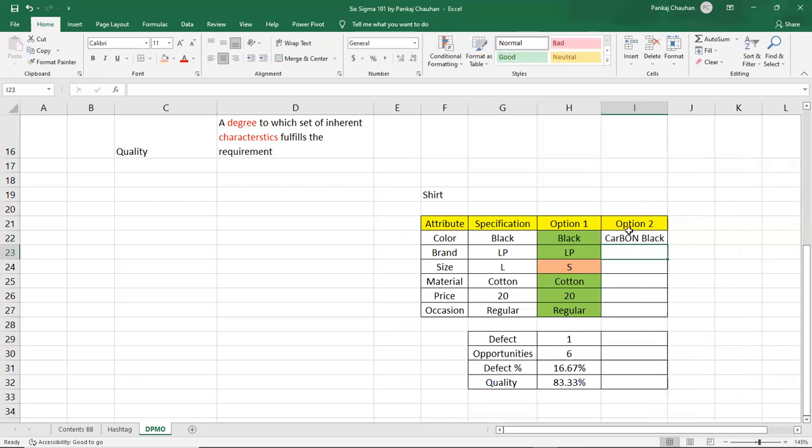Now, pardon, it's carbon. Brand, maybe you got as in BlackBerry. Size you got, large, you was expecting, you got a large size. Material is polycotton. Price is a bit high, $22. And occasion is not regular, it's office wear. Suppose.